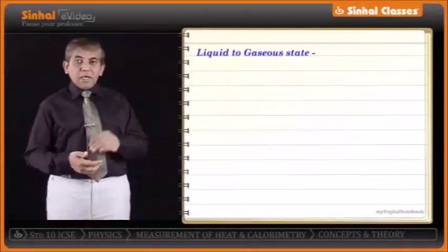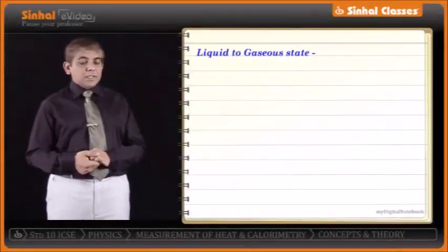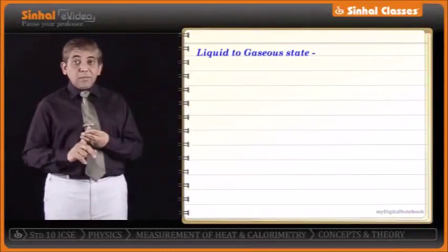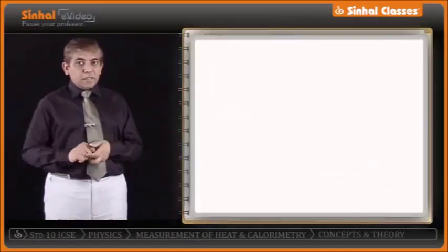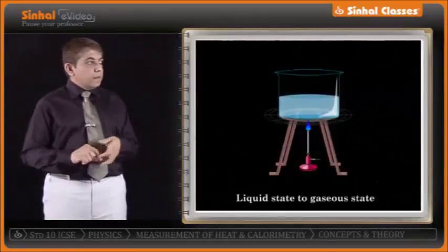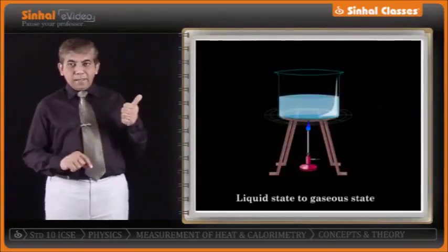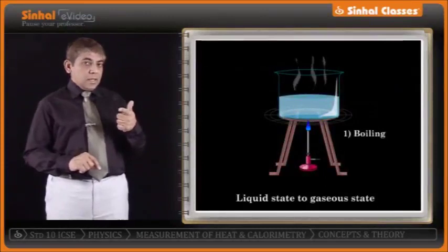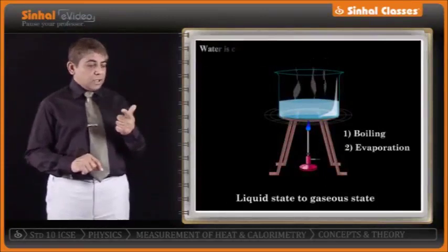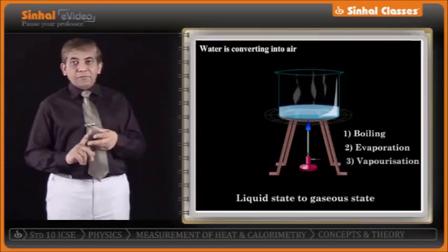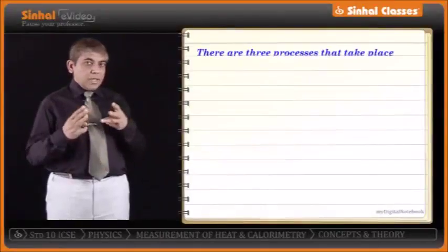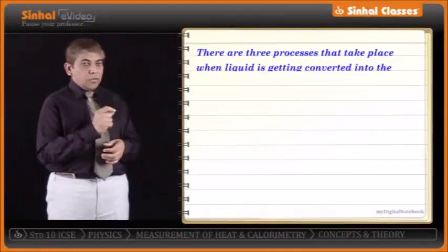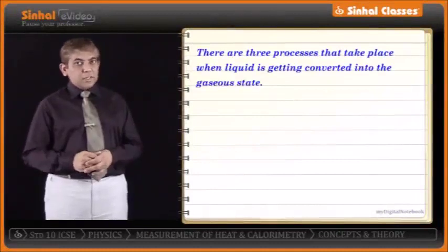As far as liquid to gaseous state, which are the processes that take place? There are three processes that take place when a liquid is getting converted into the gaseous state. First one, boiling. True. Second one, evaporation. Very true. And third one, vaporization. Excellent. So we know that there are three processes that take place when liquid is getting converted into the gaseous state.